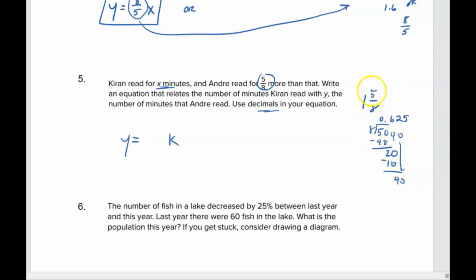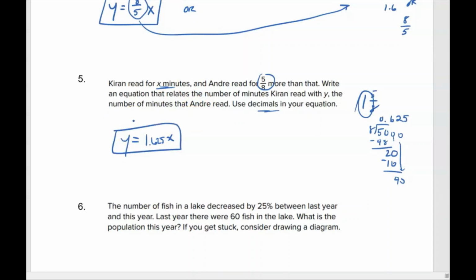So 5/8 is the same thing as 0.625, but don't forget about your whole as well. So we'd have 1.625 times, oops, that shouldn't be a K, that should be an X. Okay.